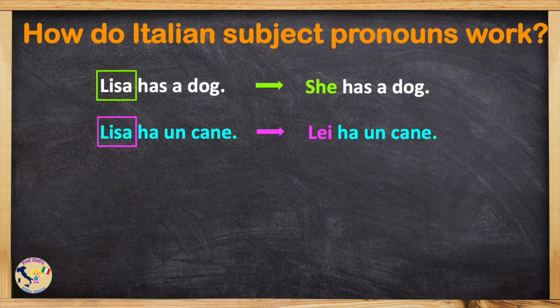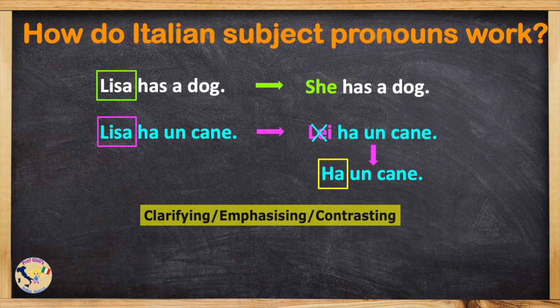But in daily conversation, unlike English subject pronouns, Italian subject pronouns are often omitted because the subject is also indicated through the verb ending. So instead of saying lei ha un cane, we can drop the subject pronoun lei and simply say ha un cane, where ha is the third-person singular of the present indicative of verb avere, meaning she has. However, in some cases, you must use subject pronouns. For example, when you want to clarify the identity of the subject or emphasize who the subject is by expressing a contrast between the subject and another person or thing.